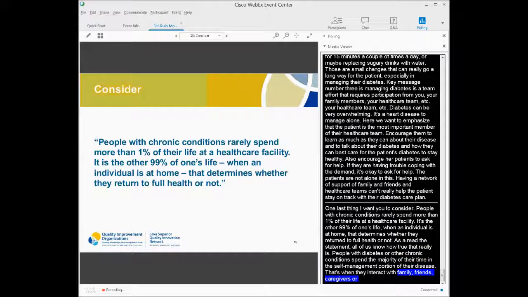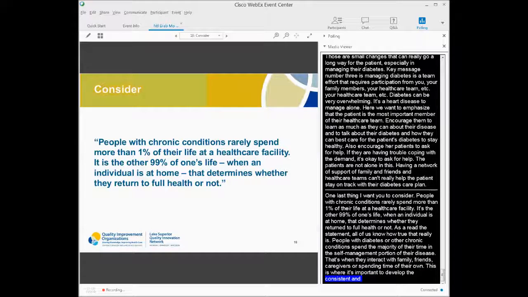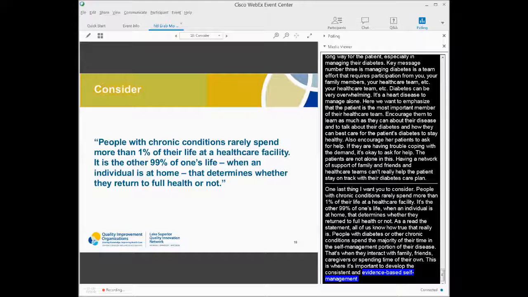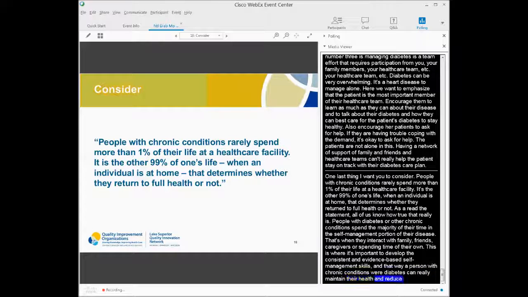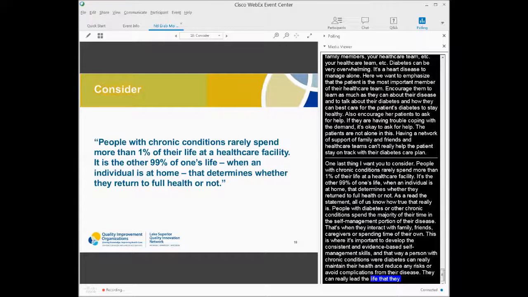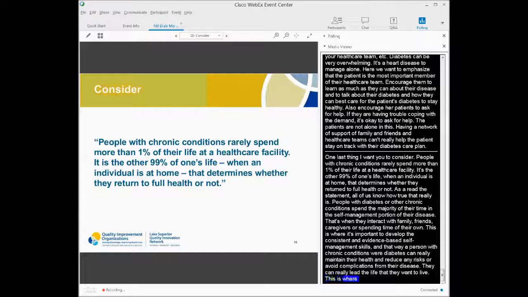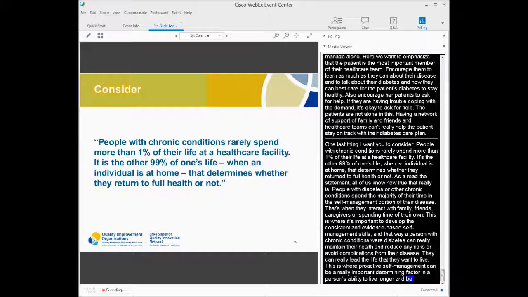So this is where it's really important to develop the consistent and evidence-based self-management skills, and that way persons with chronic conditions or diabetes can really maintain their health, also reduce any risks or avoid complications from their disease, and they can really just lead the life that they want to live. So this is where proactive self-management can be a really important determinant in a person's ability to live longer and to also be more healthful. So again, patients spend so much time on their own in self-management. It's really important to give them the tools they need to be able to be active self-managers in their care.